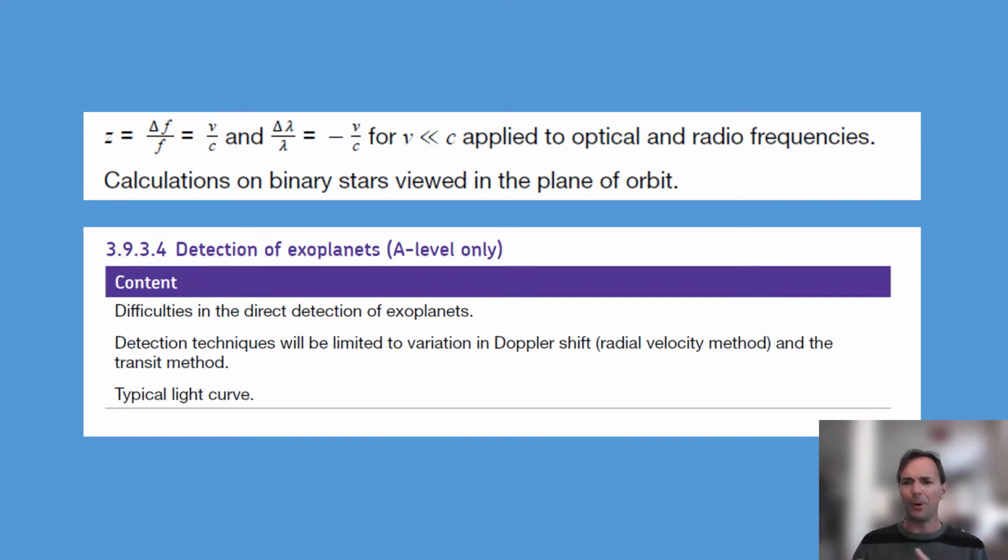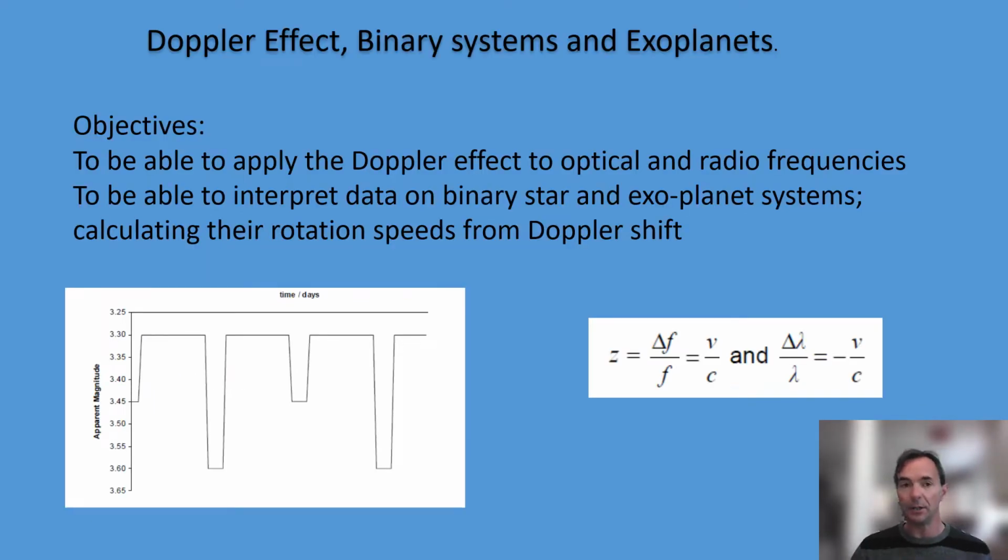So this is all about Doppler. It's about stuff orbiting each other. It's about things moving away. It's the same physics, but I'll try and get it into context throughout. So in your notes, get your notes out. Doppler effect, binary systems, and exoplanets.